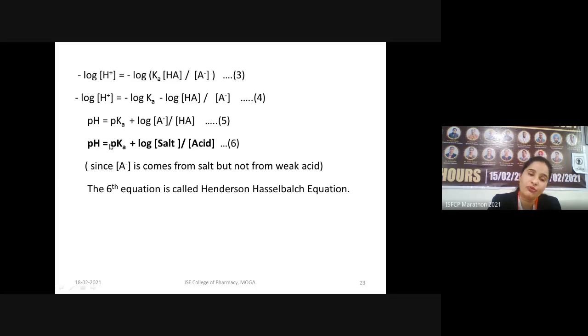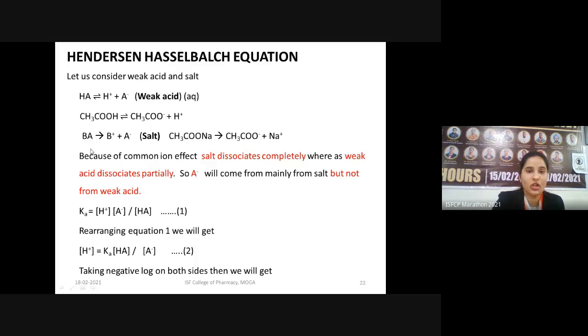We normally use it to find out the pH of the solution. So we will just once revise this equation again. For studying this equation, we have taken a weak acid and a salt. Weak acid will give H positive ions and A negative ion. We can say that weak acid is going to dissociate itself into H positive ions, that is proton ions, and the negative portion of ions.